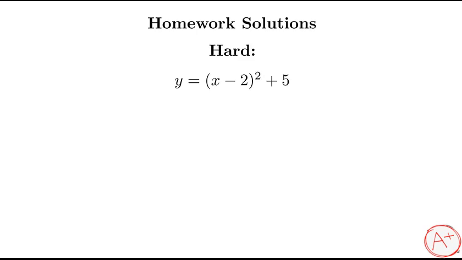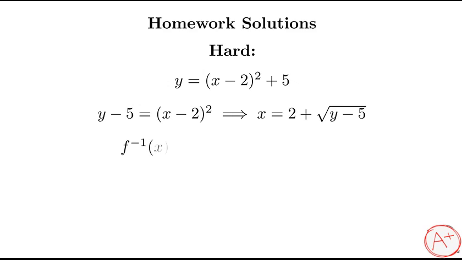For the hard question, we complete the square to get the vertex at 2, 5. Since our domain is x is greater than or equal to 2, we choose the positive square root. The range of the original function starts at the vertex y value of 5. So the domain of the inverse is x is greater than or equal to 5.